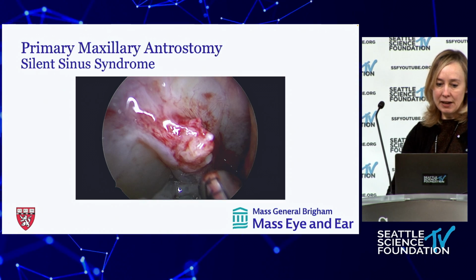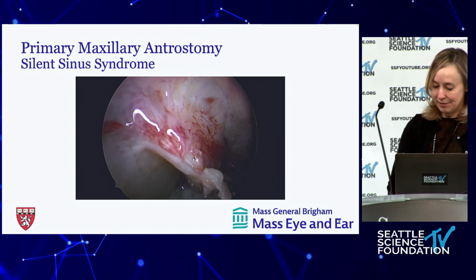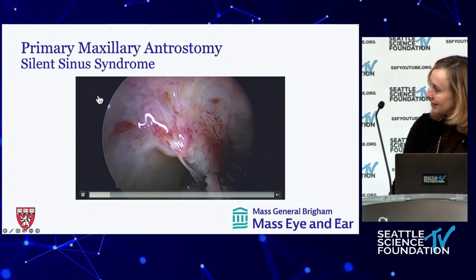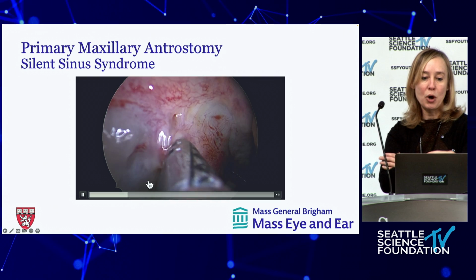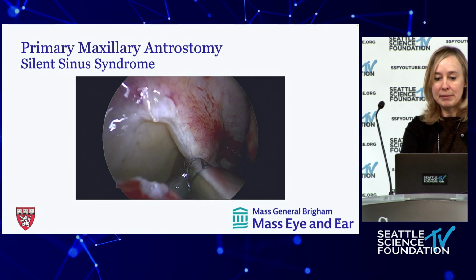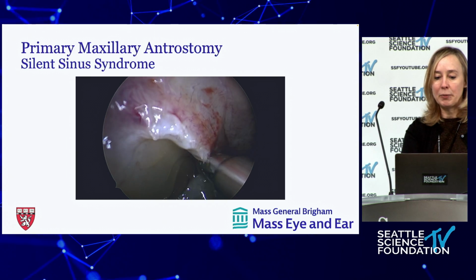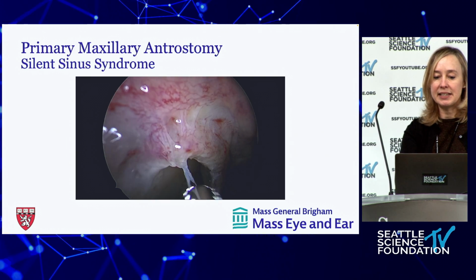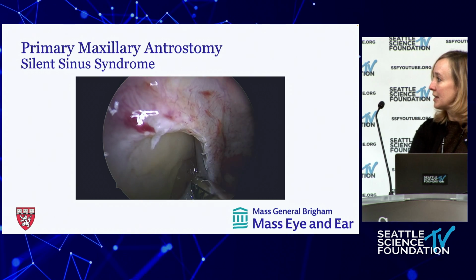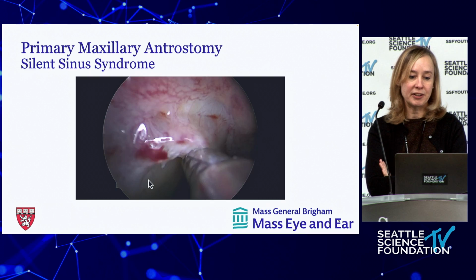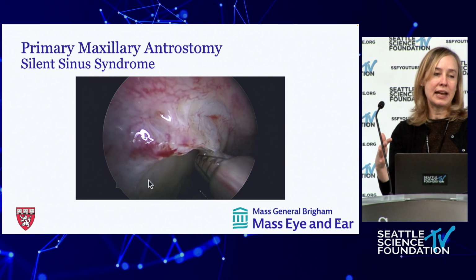But in this case, because you want to stay away from the orbit, which you can actually see right here, this is actually the orbital wall that, again, is really much lower than it normally would be. And I'm still using that 90-degree microdebrider, and you can see how floppy that whole medial maxillary wall is because of the atelectasis. And I'm just using the microdebrider to remove the rest of this and enlarge everything posteriorly. So even in an atelectatic sinus, you can still use the same tools.